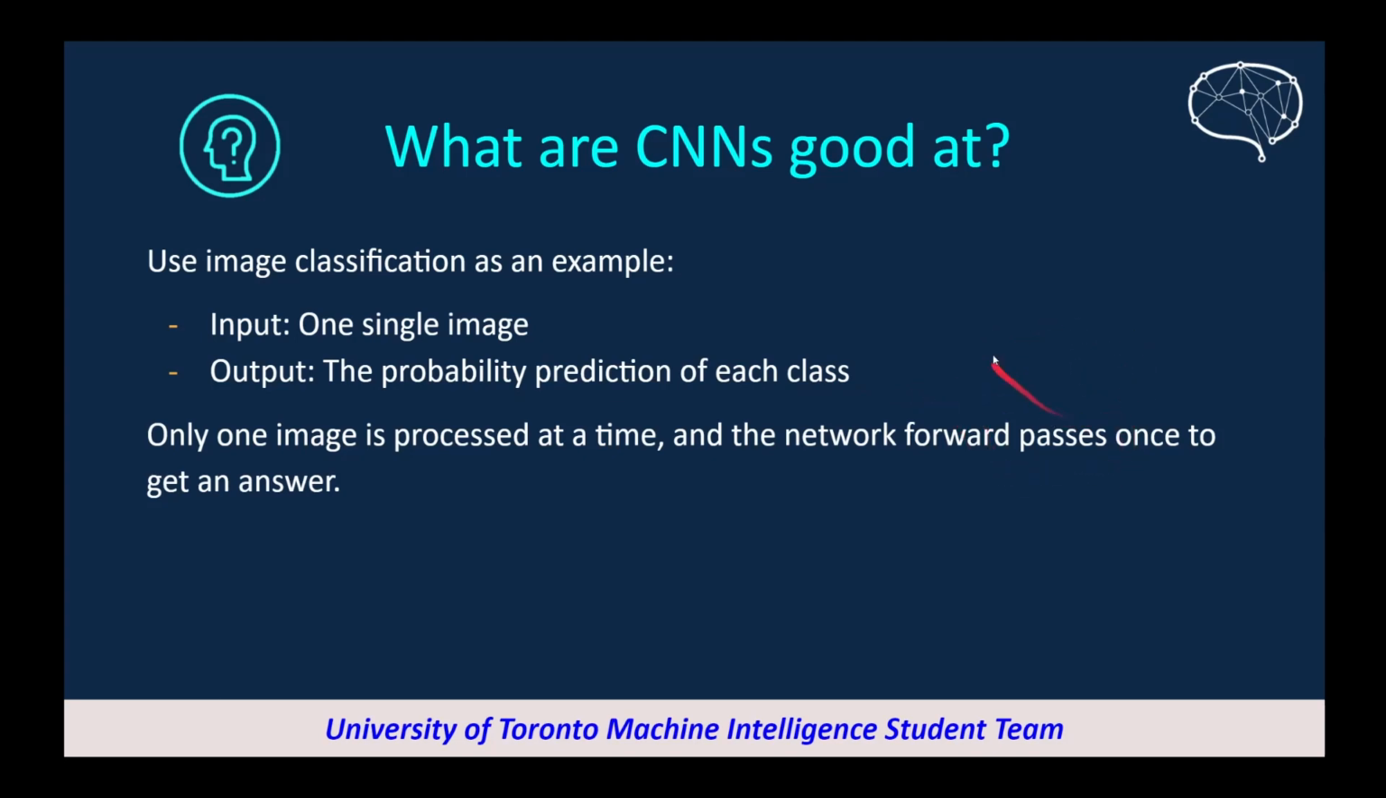Whether you do a classification problem or a regression problem, it gives you a result straightforward. And next time you feed another image, it gives you another result. So it doesn't matter what order you feed in the data. You can feed a random sequence of images to the model, and the model will give you identical results for each image.